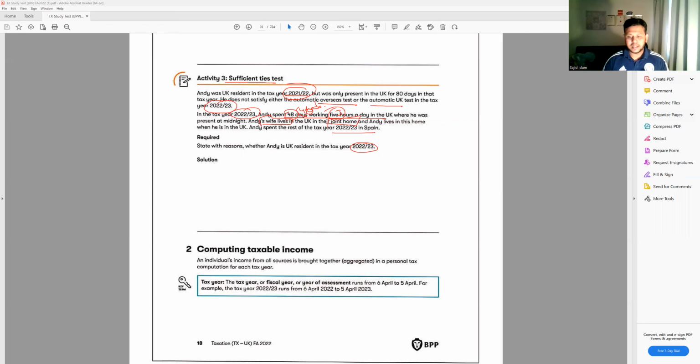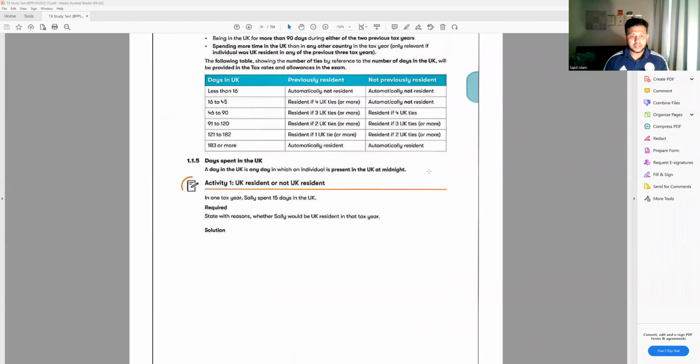So let's have a look at the table once again. The table says if someone lives 48 days, that means between 46 and 90 days. So if he lives 48 days, he comes under the 46 to 90 days. And he was previously resident in the UK, so he needs to satisfy at least 3 ties.